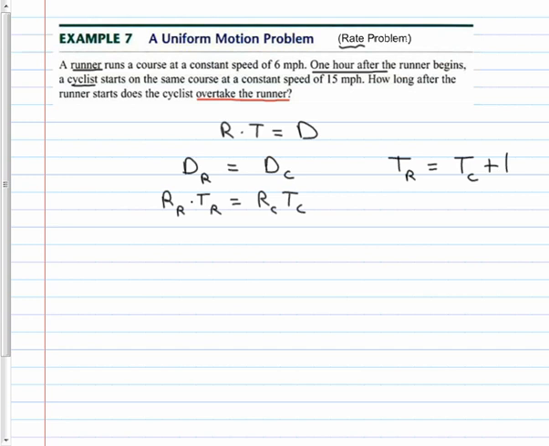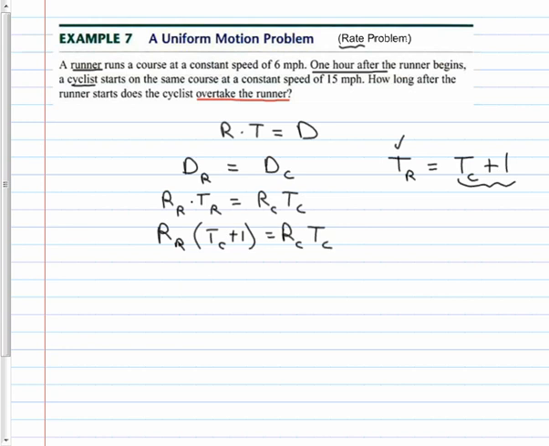Now we're not trying to solve it yet. We're just trying to figure out what is the time. And the runner's time is the cyclist plus 1. That is going to be where I substitute right back here. The rate of the runner times the time of the runner. Well, the time of the runner is the cyclist plus 1. Time of the cyclist plus 1. Rate of cyclist, time of cyclist.